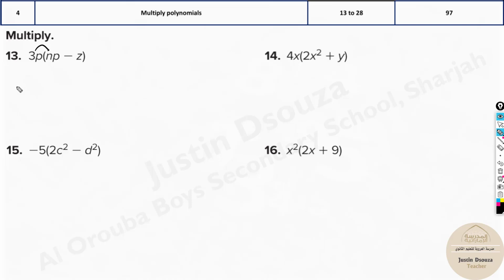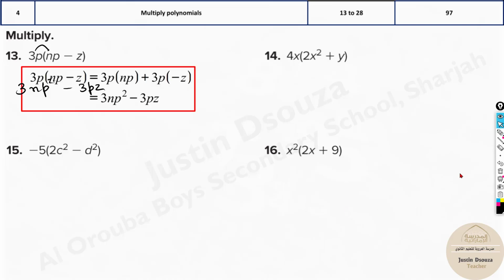Here, when you multiply 3 with n, what happens? There's already a p and a p, so it'll be p to the power 2. Minus again 3p and z. That's the answer. You just multiply it inside and you get the answer.